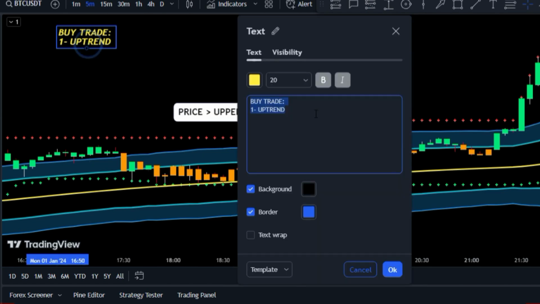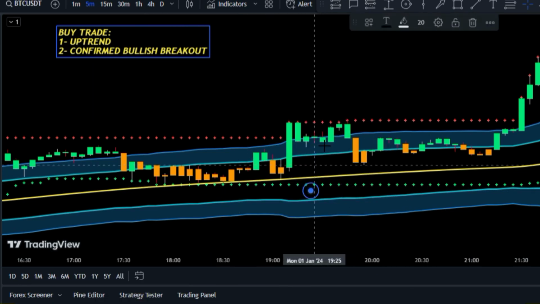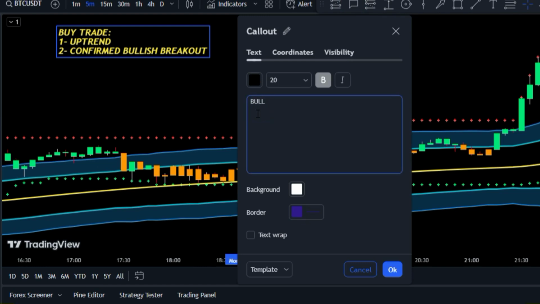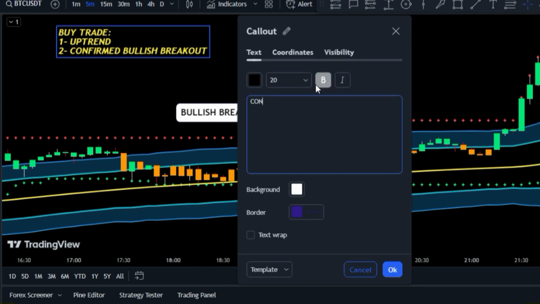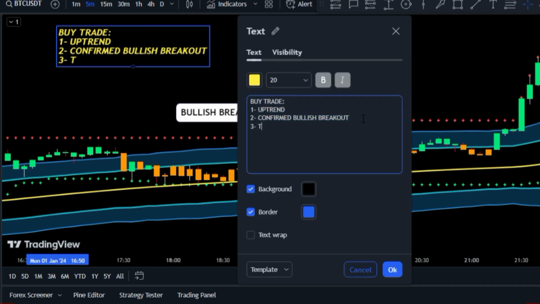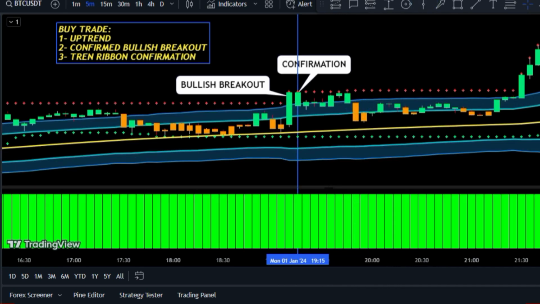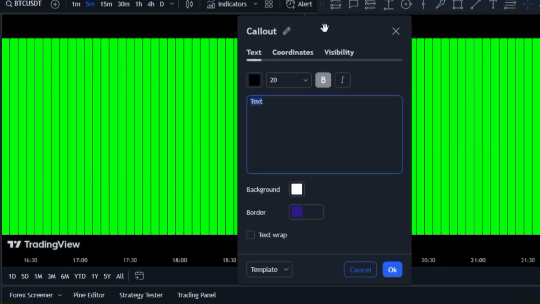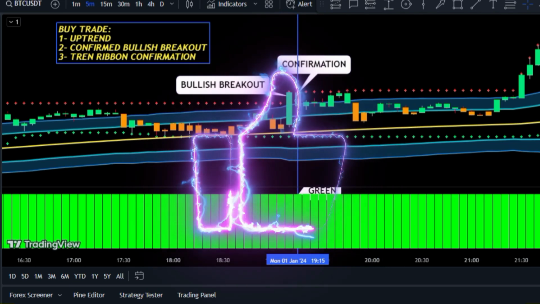Next, you're going to want to keep an eye out for a bullish breakout of a previous swing high. It's like a green light telling you that the upward momentum is continuing. Finally, you're going to check the GMC trend ribbon indicator. If it's showing green, that's your go signal. It's like all the traffic lights are green and you're good to go. Now, if all these conditions are met, you're ready to enter the trade.